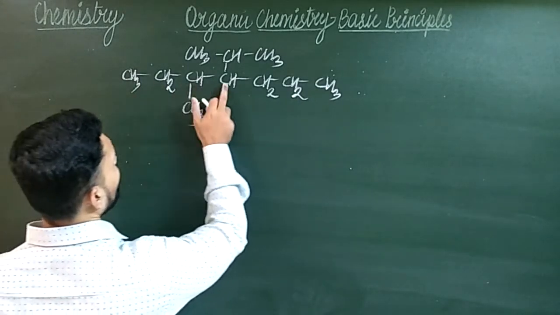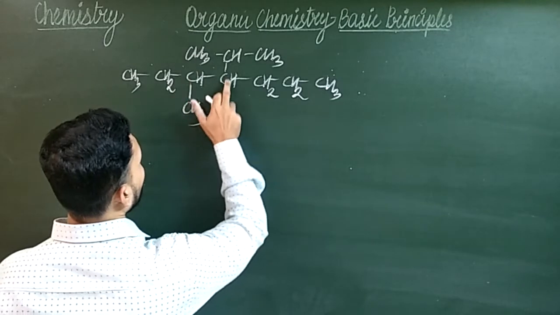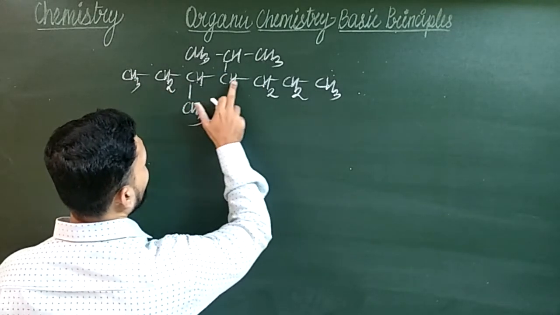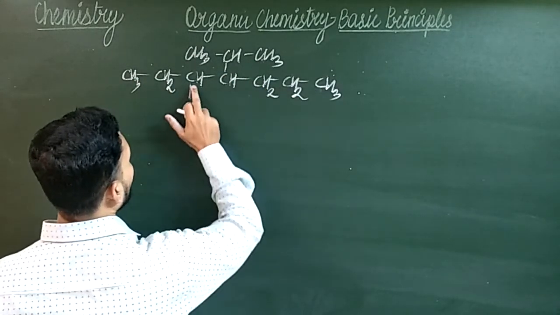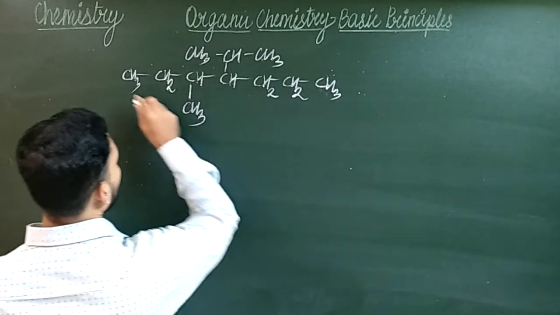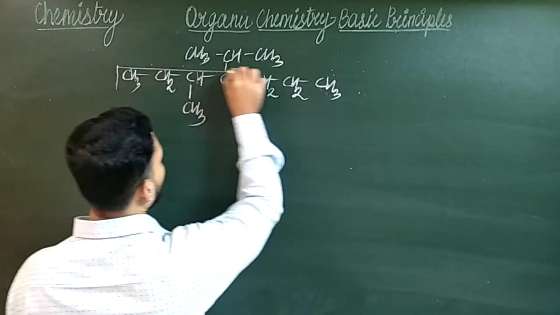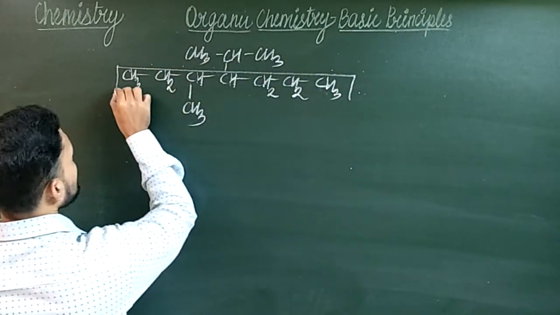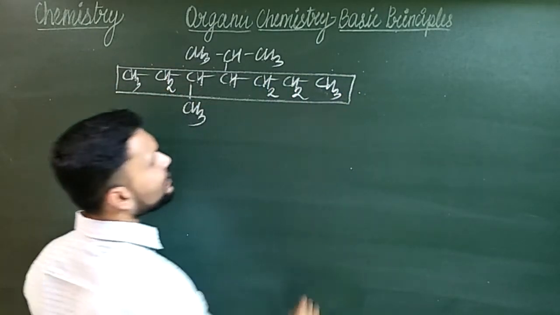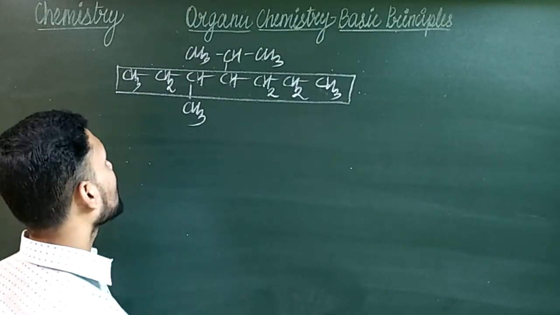1, 2, 3, 4, 5, 6. 1, 2, 3, 4, 5, 6. 1, 2, 3, 4, 5, 6, 7. 1, 2, 3, 4, 5, 6. If you look around, you will find the longest chain is a chain of 7 carbon atoms. So this should be the chain.